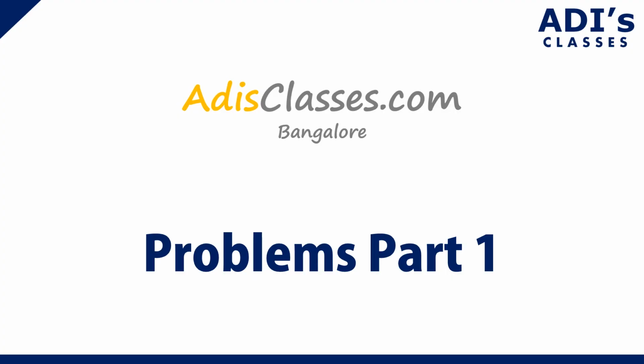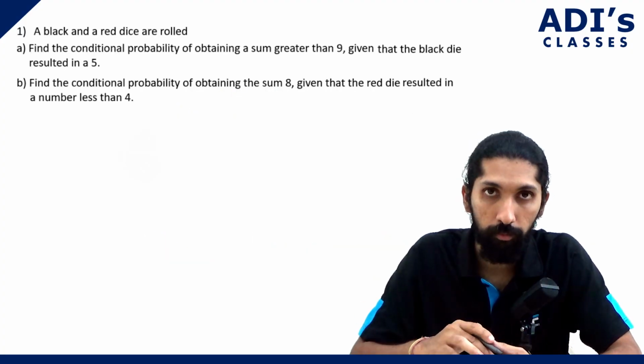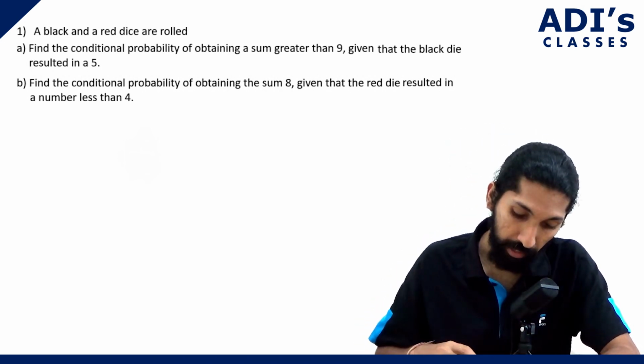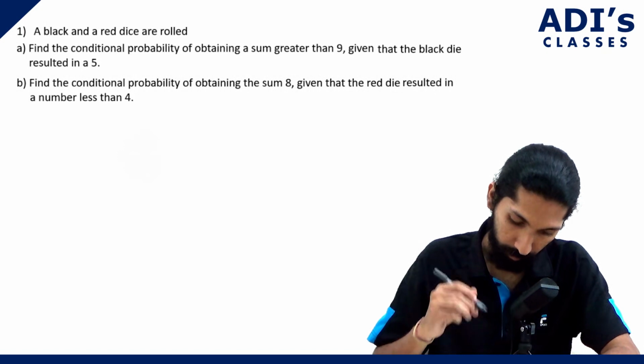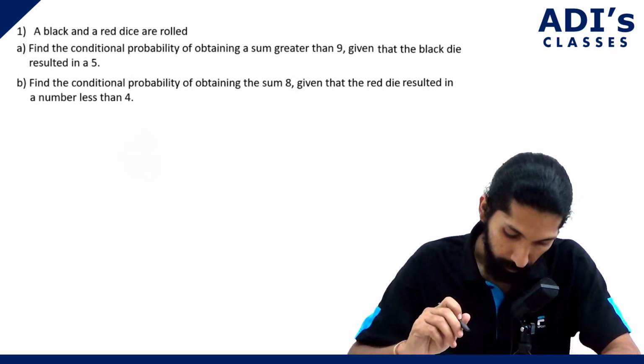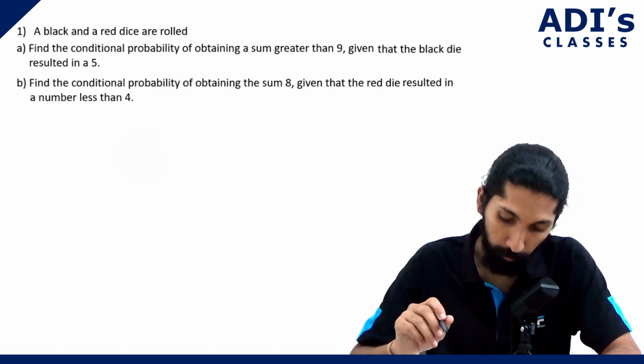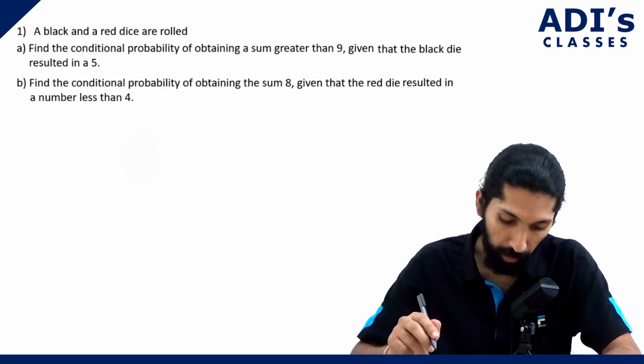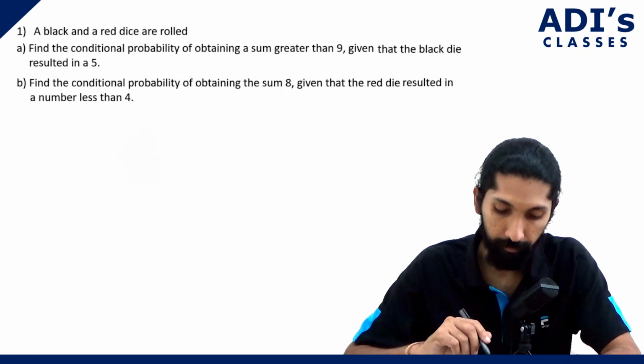We'll solve a few problems based on the concepts we have learned. All right, look at the first one. A black and a red die are rolled. First sub-question: find the conditional probability of obtaining a sum greater than 9 given that the black die resulted in a 5.